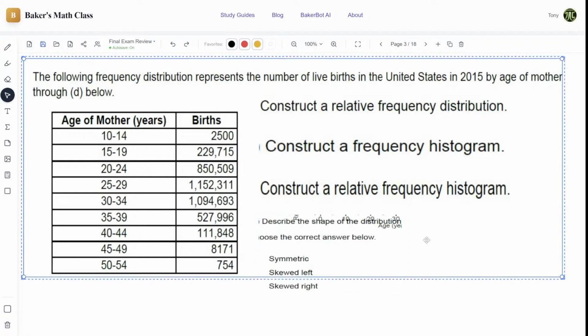All right. So for this one, I'm not going to give you a picture of the histograms. You're going to make them, but I'm going to have the boxes there. So construct a relative frequency distribution. You'll have the age, the births, and then there'll be a column that says relative frequency. So you'll have to do the calculations there for them. How do you do a relative frequency?